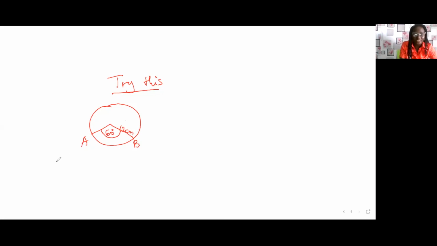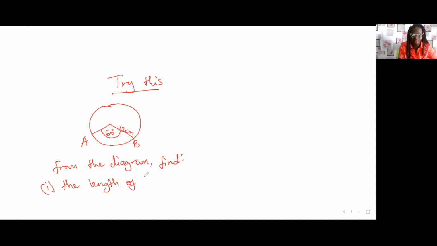Good. So from the diagram, find: i, the length of the minor arc AB; ii, the area of the minor sector. So this is center O, A, B.